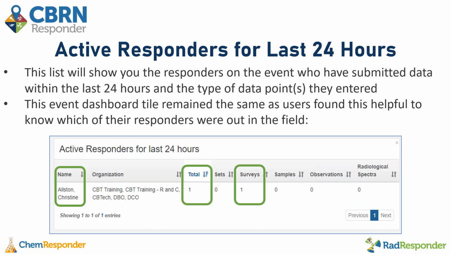So again, right here I can see someone who collected a piece of data, the total number of data points they collected, and then the types of data. And if any user has collected data within the last 24 hours, they will show up on this list. And this is great for situational awareness and to know which responders are out in the field collecting data.